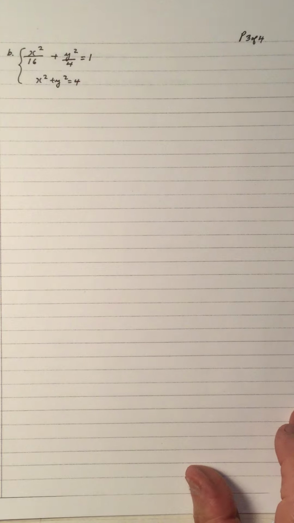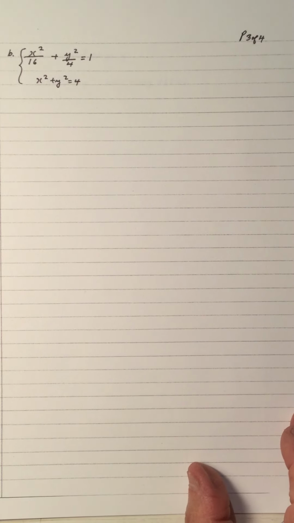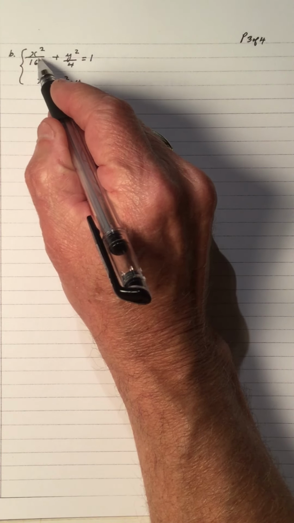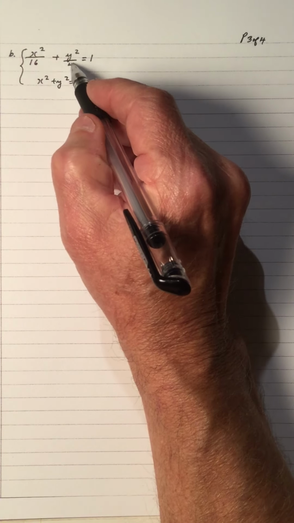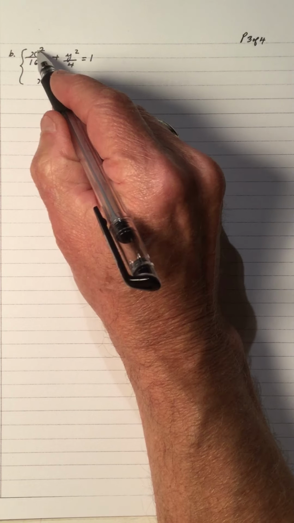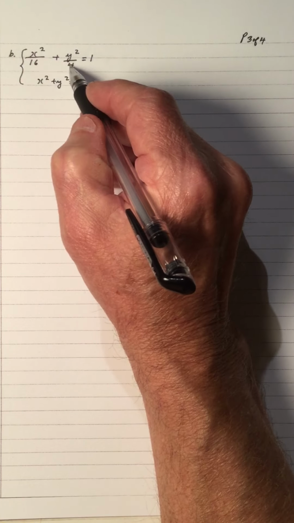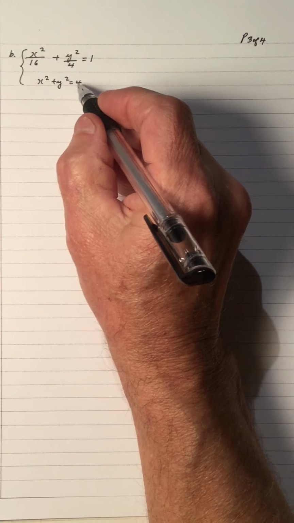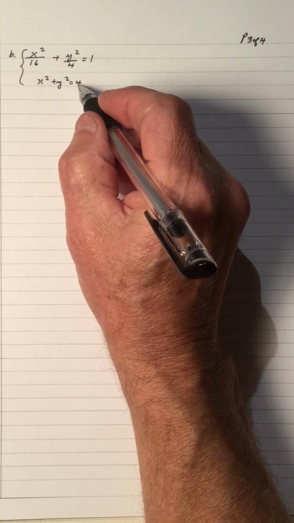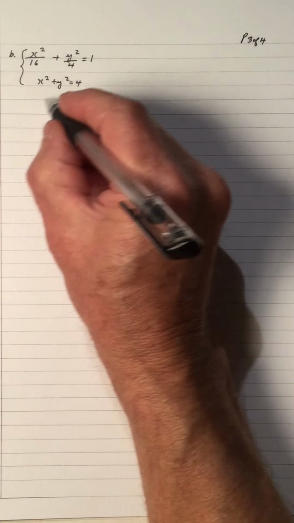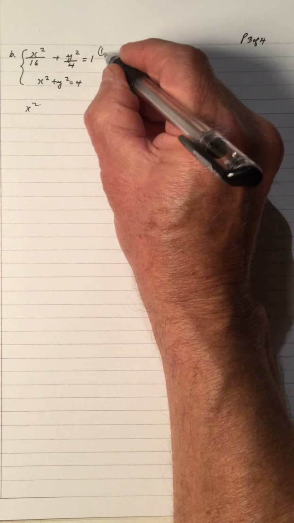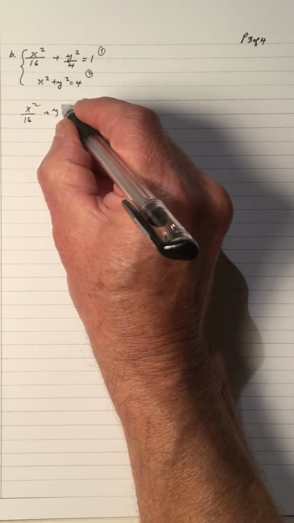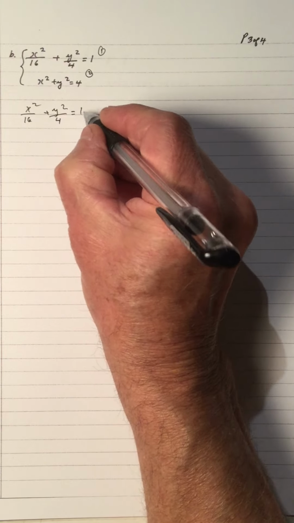Okay, let's have a look at another one. This time we have an ellipse whose center is 0, 0, with a horizontal stretch of 4 and a vertical stretch of 2. And we also have a circle whose center is 0, 0 with a radius of 2. So let's take equation 1, which is the ellipse, and change it to the general form.